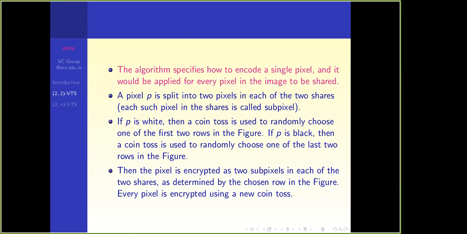Main thing is this: the algorithm specifies how to encode a single pixel, and it would be applied to every pixel in the image shared. A pixel p is split into 2 pixels or more. So you can see in the slide there is a section, 2 comma 2 visual cryptography. There each pixel is divided into 2 pixels, for 2 shares. Each such pixel is called a share, and it's called a subpixel.